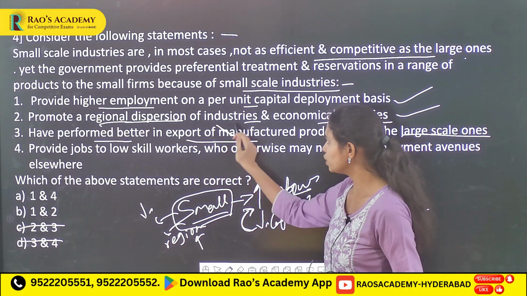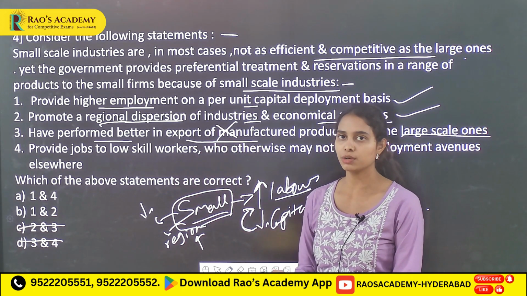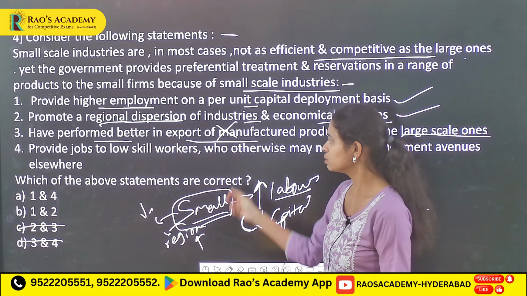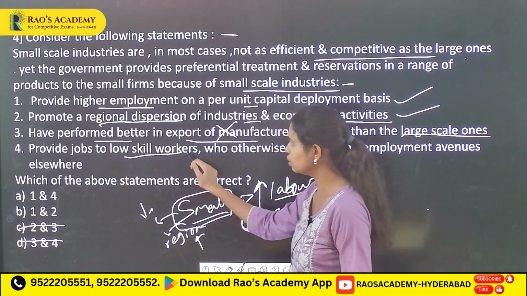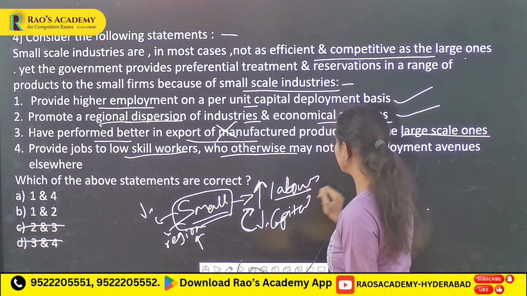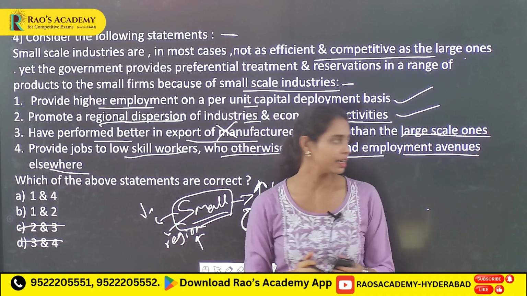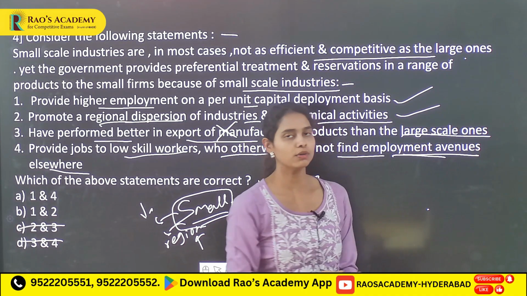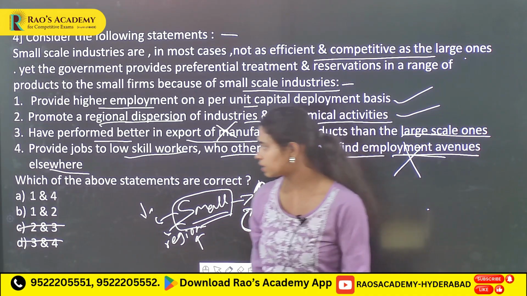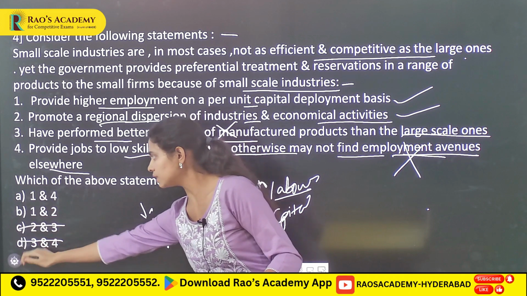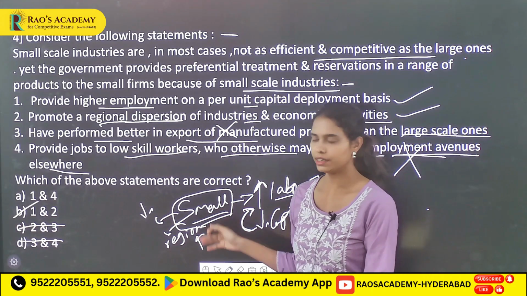So it is going to be an incorrect one, as here it has mentioned that small scale industries export the manufactured products when compared to large scale ones. So the third one is going to be an incorrect one, followed by it provides jobs to low skilled workers who otherwise may not find employment avenues elsewhere. Here this particular statement is a very narrow statement and also a very extreme statement. So in that context, the fourth one is going to be an incorrect one. So option B is the correct answer. That is, 1 and 2 are the correct statements with regard to small scale industries.